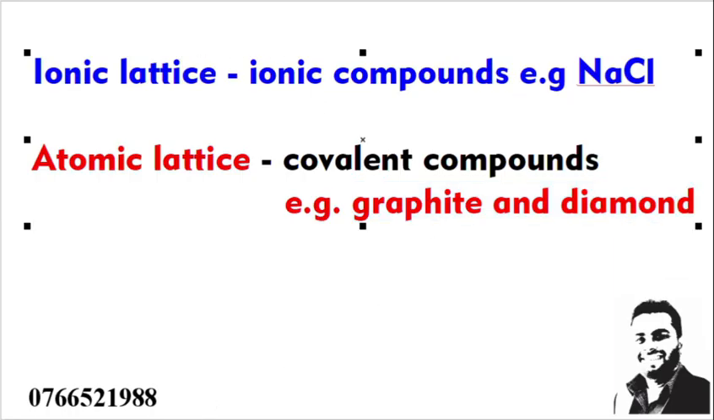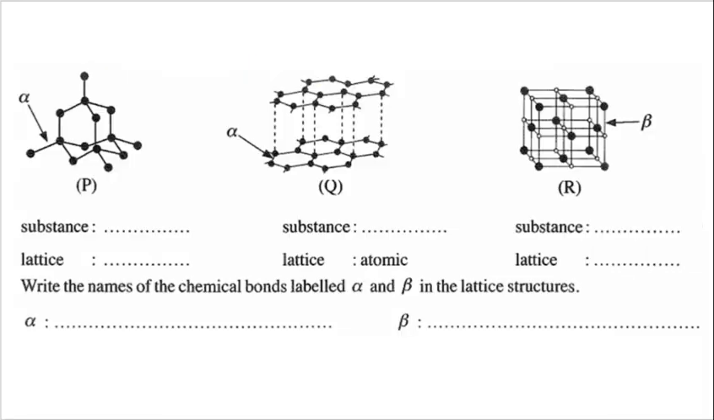So take a look at this question. P, Q, R are 3 diagrams. You need to find out the substance, what is P, what is Q, and what is R, and the type of the lattice. An example is given, Q is an atomic lattice. And you need to find out the type of the bond shown, as here is the alpha sign and this is the beta sign. Please try to write the answer.